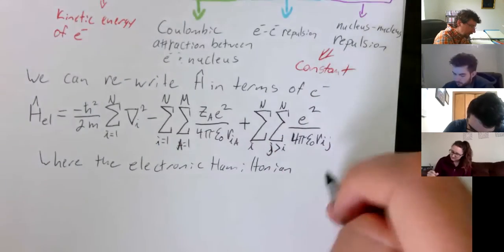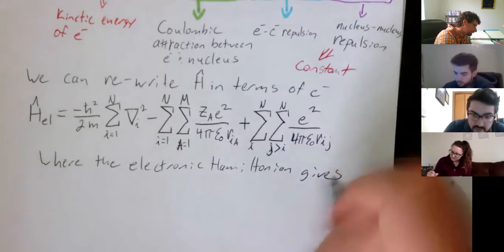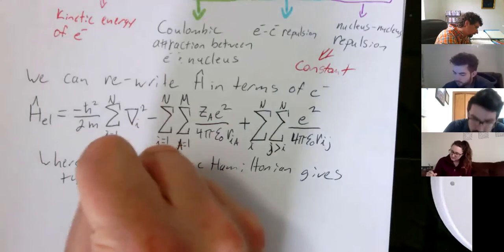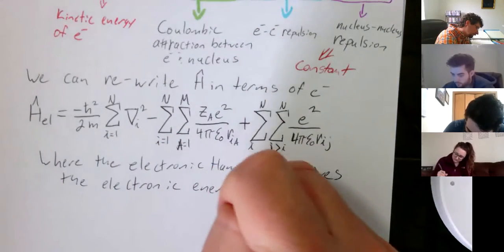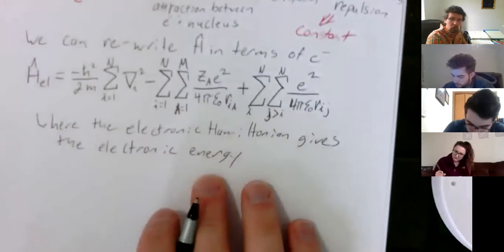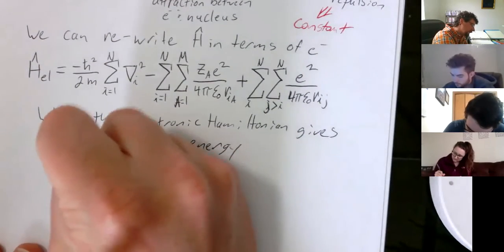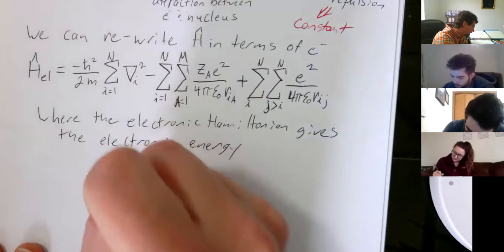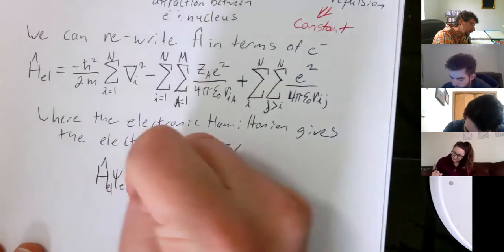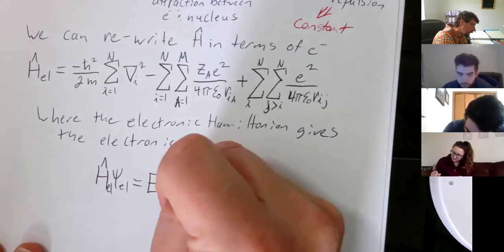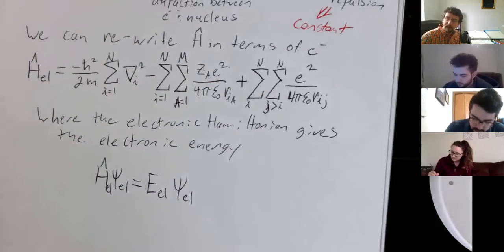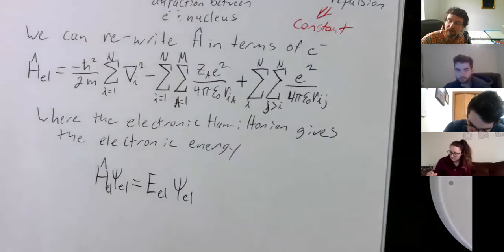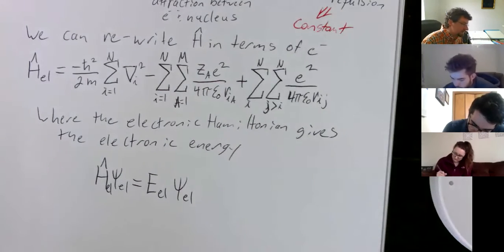And it gives what's called the electronic energy. So we've made an approximation where we just look at the electronic Schrodinger equation, the electronic Hamiltonian. It spits out our electronic energy and our electronic Hamiltonian back out. So these are things that only depend on the electrons. They do not depend on the nuclei, which is an approximation.